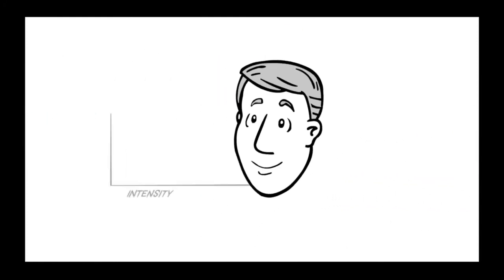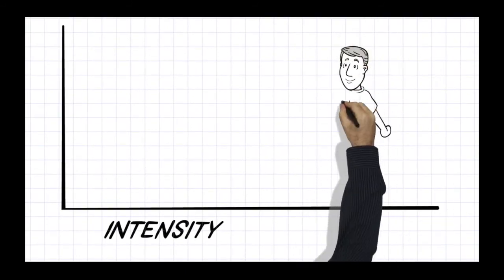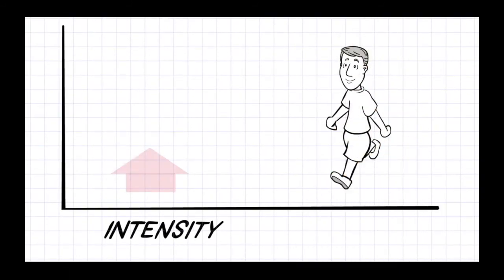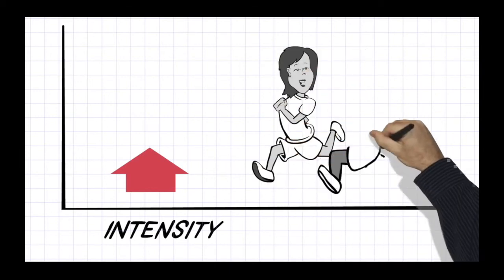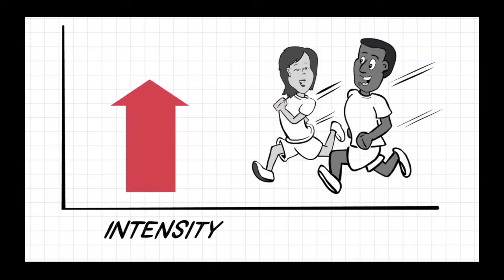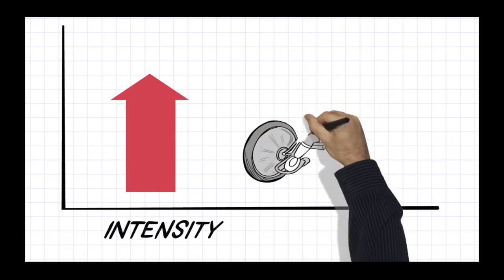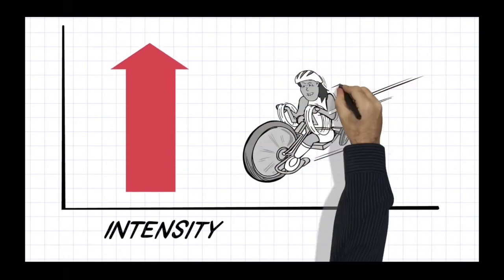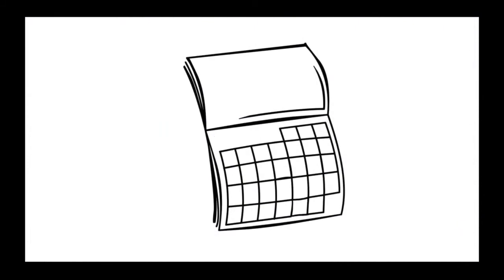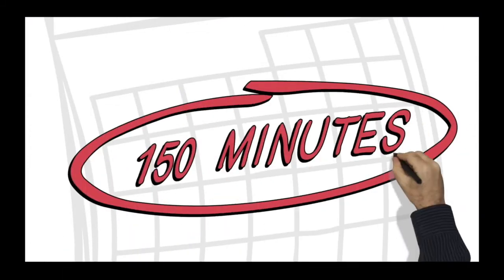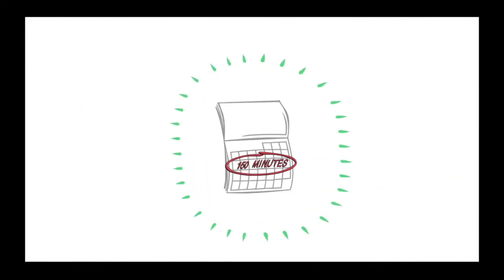Still a little unclear? Let's make it even simpler. If an activity doesn't cause changes in your breathing patterns or make you sweat, then you're probably getting a low intensity workout. If you can hold a conversation but still feel out of breath, you're probably in the moderate range. If you can't talk to your neighbor or sing out loud, you're probably in the vigorous range. If you can do moderate to vigorous activity at least 150 minutes per week, you're meeting the target.